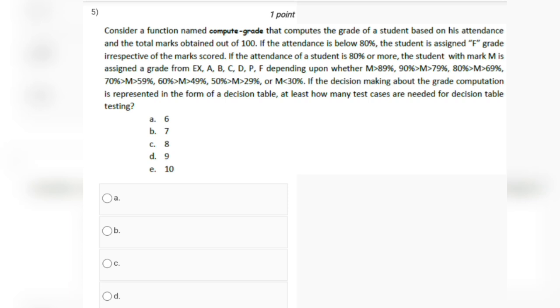If the decision making about the grade computation is represented in the form of a decision table, at least how many test cases are needed for decision table testing? So options are 6, 7, 8, 9 and 10. So the appropriate answer for question number 5 will be option C, that is 8.